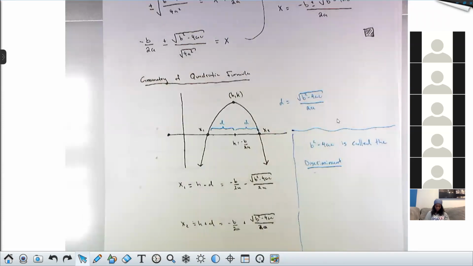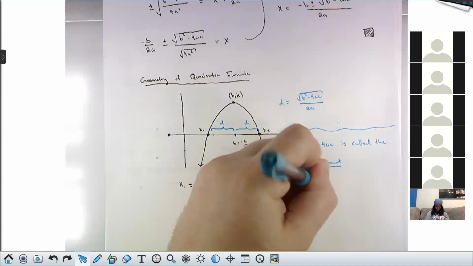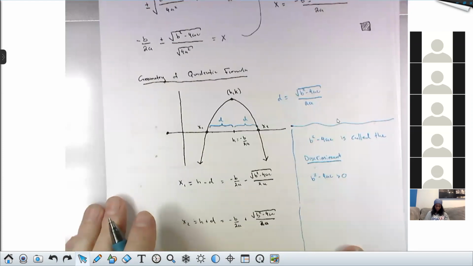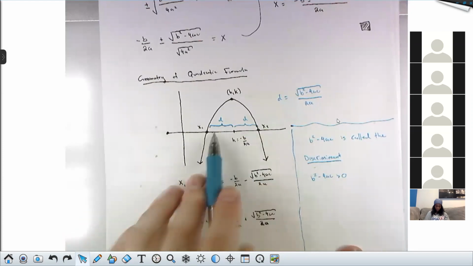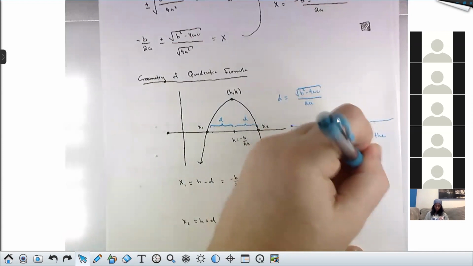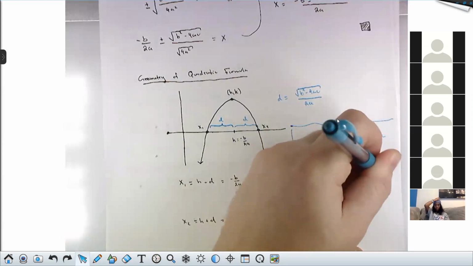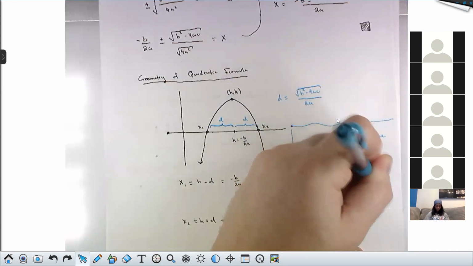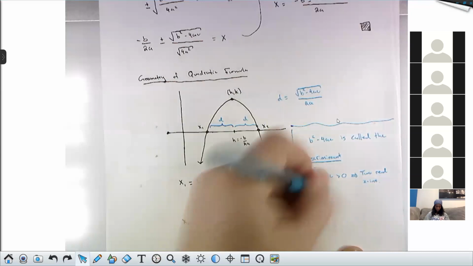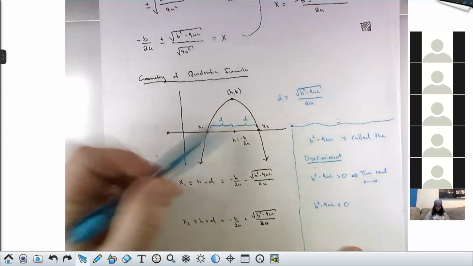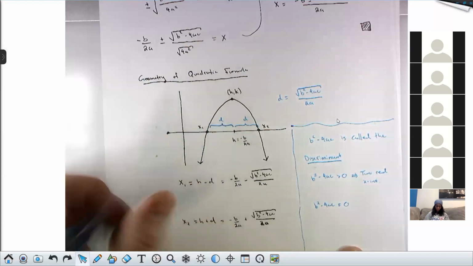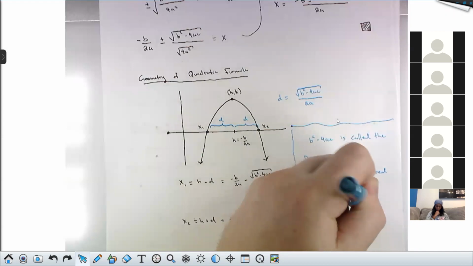Now there's a name for the piece under the square root. It's called the discriminant. If b squared minus 4ac is positive, that means this distance makes sense. I can take the square root of a positive number. So this means you'll have two real x-intercepts. If b squared minus 4ac is exactly equal to 0, that means this distance, because the discriminant comes from the square root of that thing, is 0, which means that the vertex is the x-intercept.